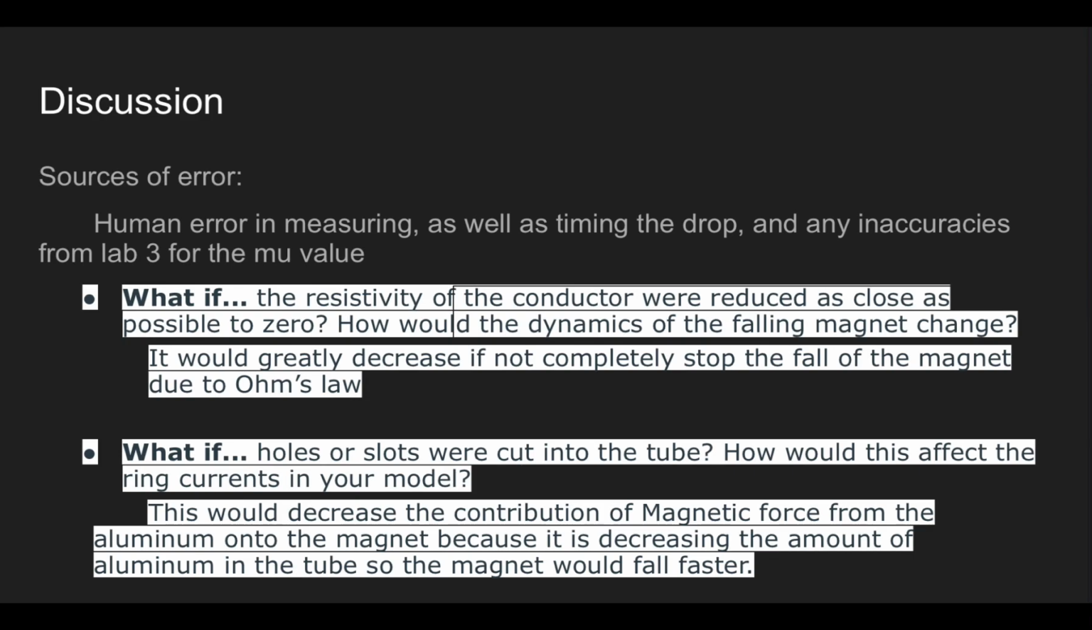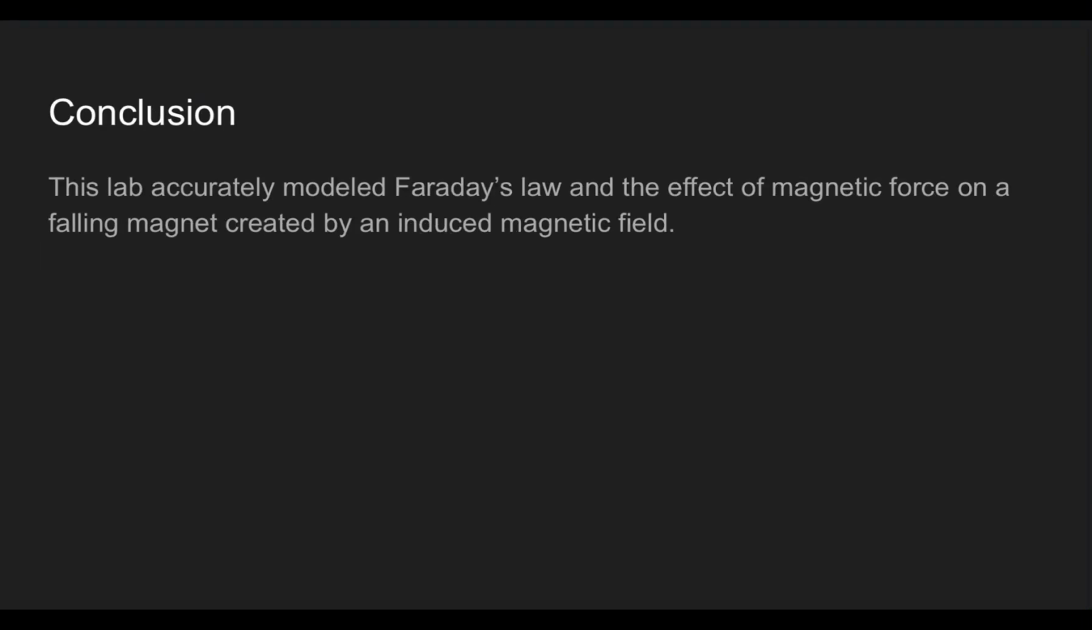If there were holes or slots in the tube, this would decrease the contribution of magnetic force from the aluminum onto the magnet, because it's decreasing the amount of aluminum in the tube, which would allow the magnet to fall faster. In conclusion, this lab accurately modeled Faraday's law and the effect of magnetic force on a falling magnet created by an induced magnetic field.